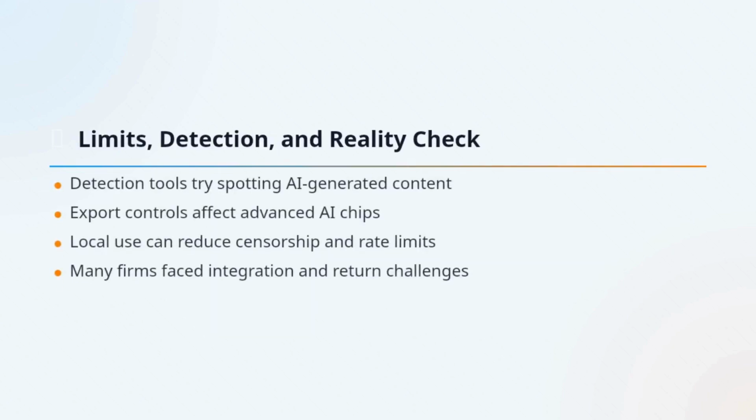As generative AI spread, new challenges also became clear. Detection tools such as GPTZero try to identify AI-generated text and other media, though this remains an ongoing technical challenge. Governments have also imposed chip-related export controls that affect access to advanced AI hardware. And by 2025, many companies were struggling with integration, data quality, and weak returns, leading some analysts to say the field had entered a more sober phase.